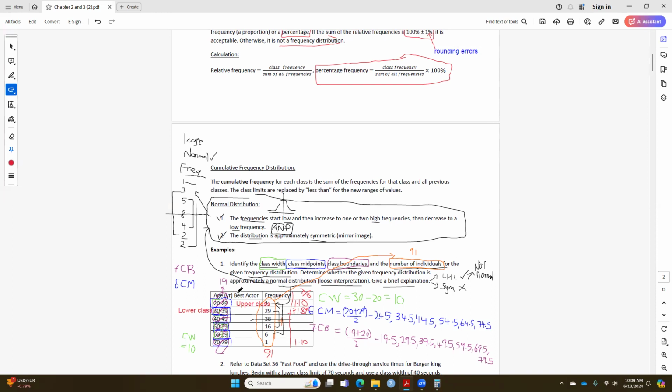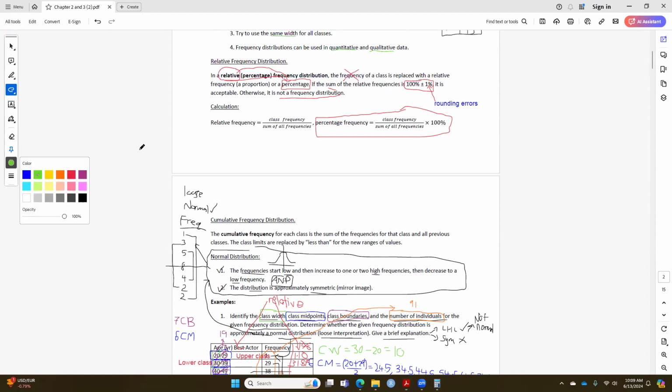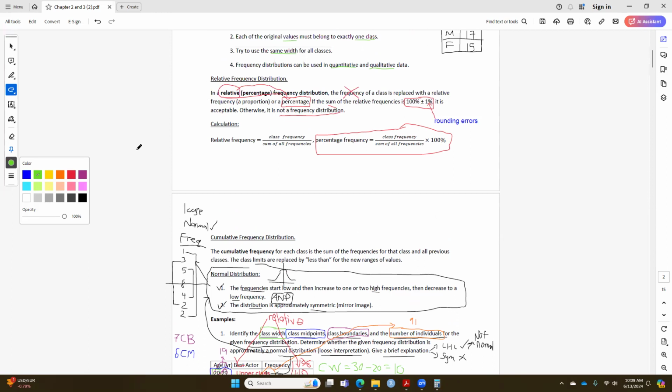So if you combine these classes and the percentages that you get here, this is what we call a relative frequency distribution in this case. Quite important here. You need to know a little bit of it. Okay. Does anyone have any questions about the relative frequency distribution?